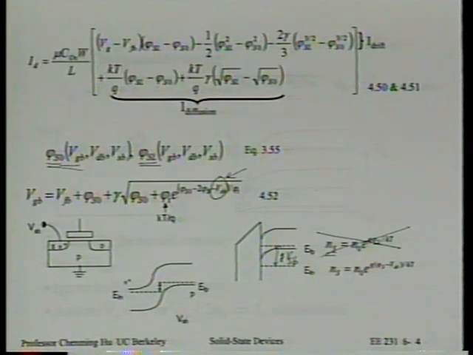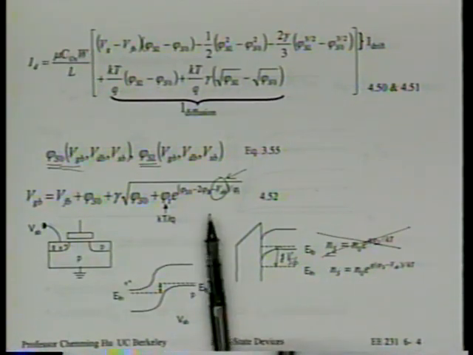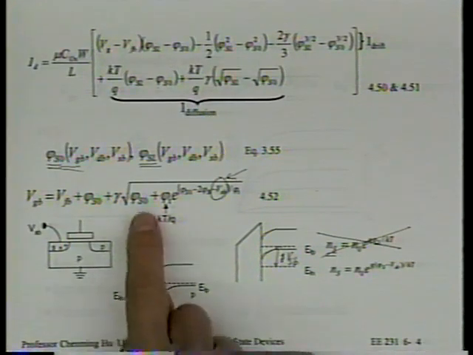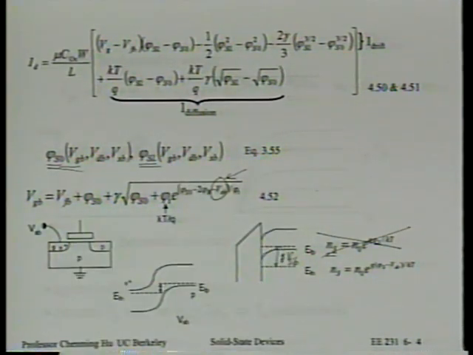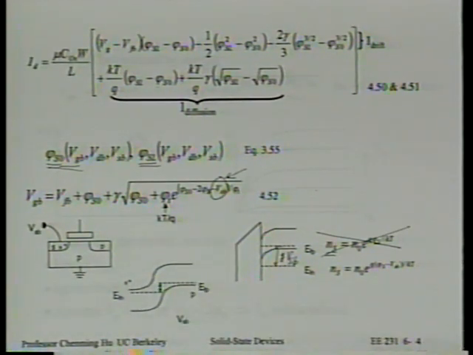Okay? All right? Can you accept that we needed this term? All right? So this equation 4.5.2 is the equation that will give us phi s 0. Once we know VGB and VSB, we know phi s 0.